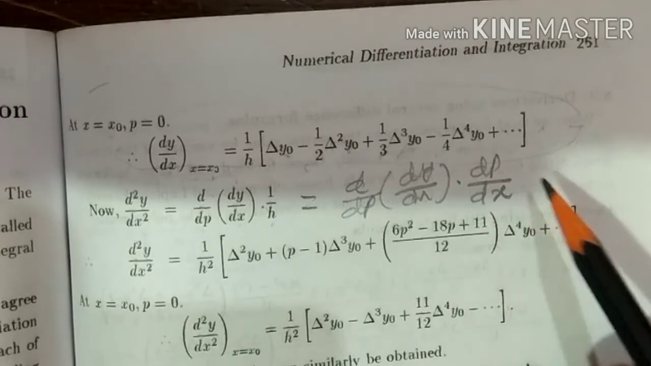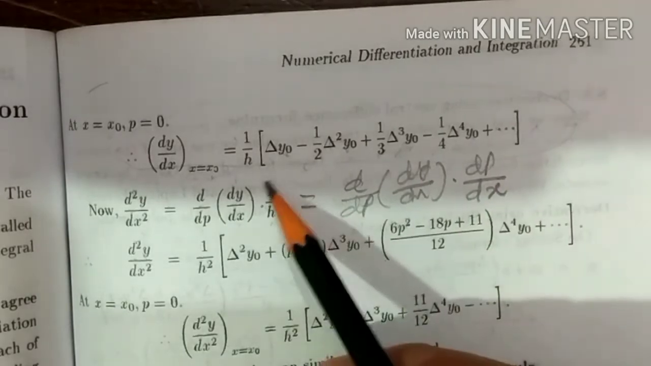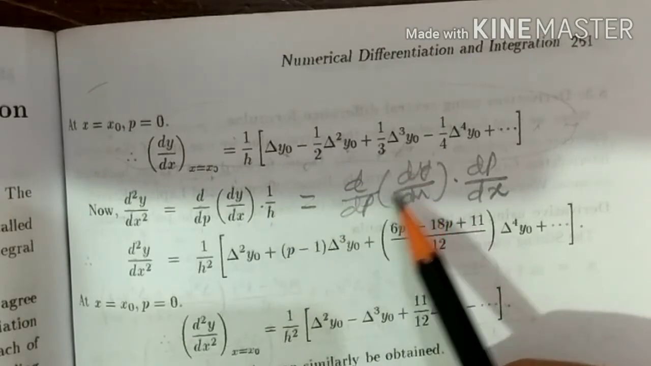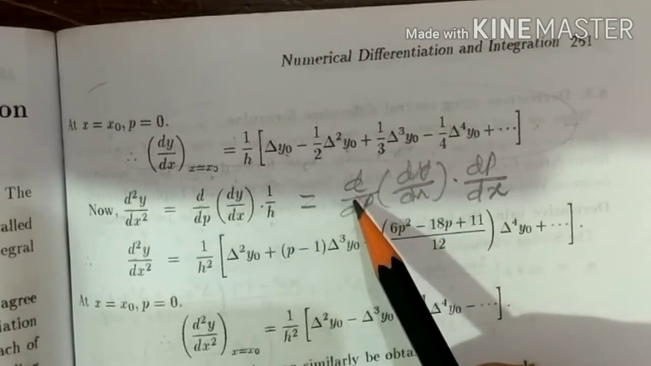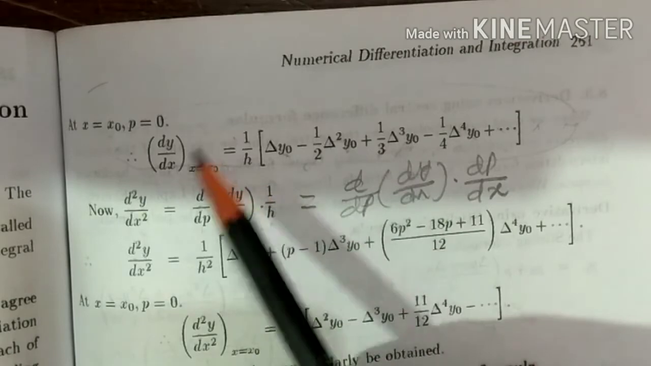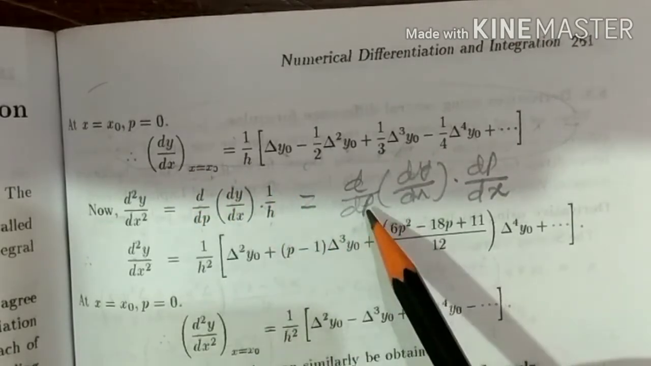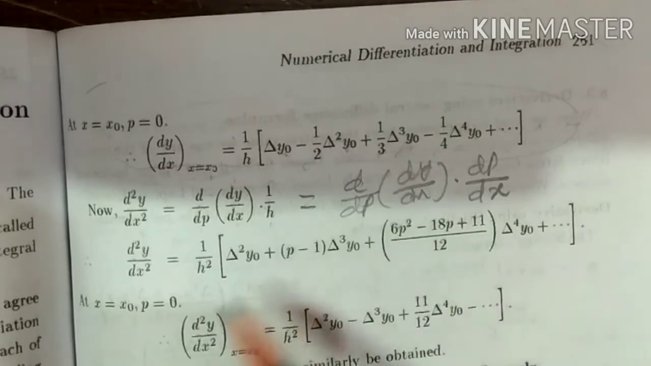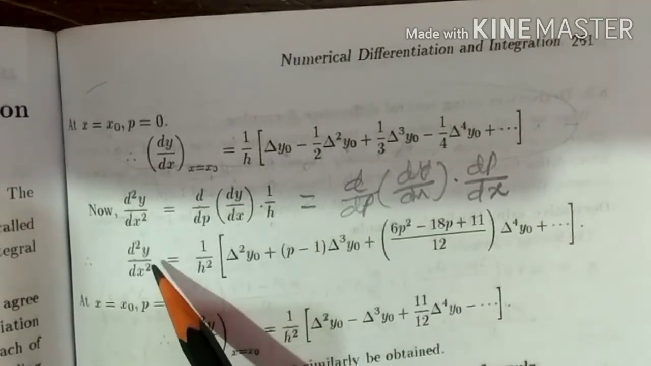So dp upon dx equal to 1 by h, that we have written here. Then the derivative of dy upon dx with respect to p. Whatever derivative we have already found for dy upon dx, we have to differentiate again with respect to p. Now let us differentiate again.